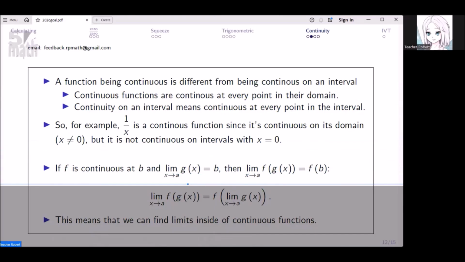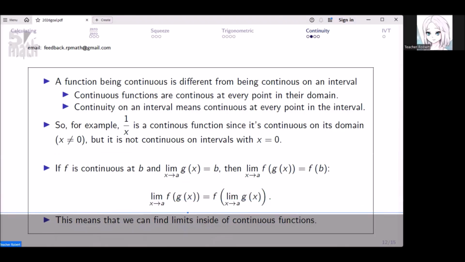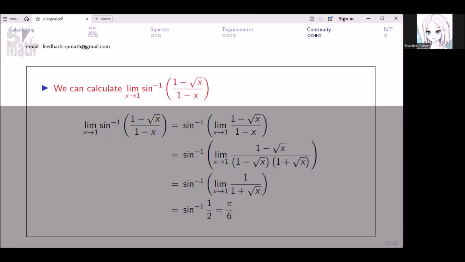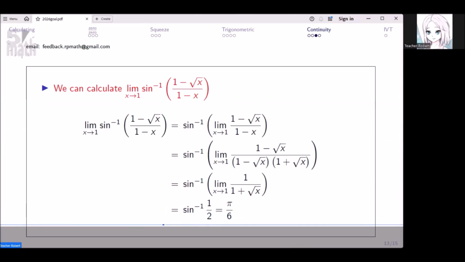If f is continuous at b and limit x approaches a g of x equals b, then limit x approaches a f of g of x equals f of b. And we have the following. This means that we can find limits inside of continuous functions. We can calculate limit as x approaches 1, arc sine of this. We have the following.